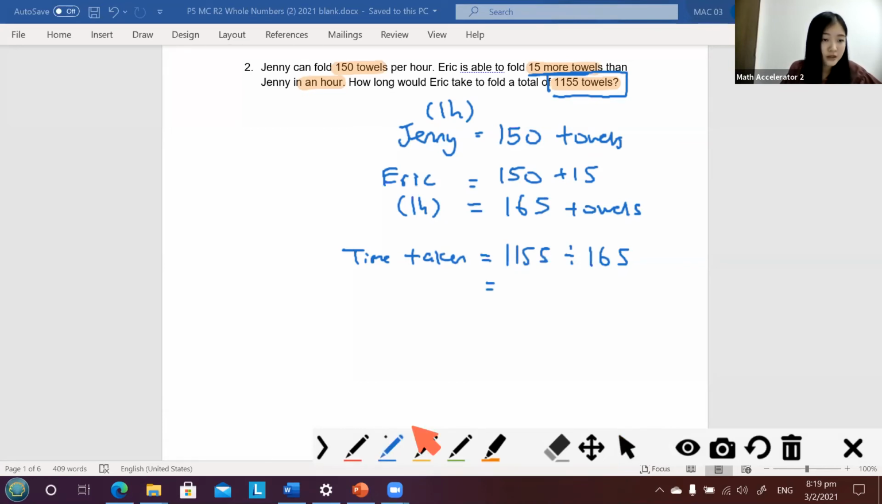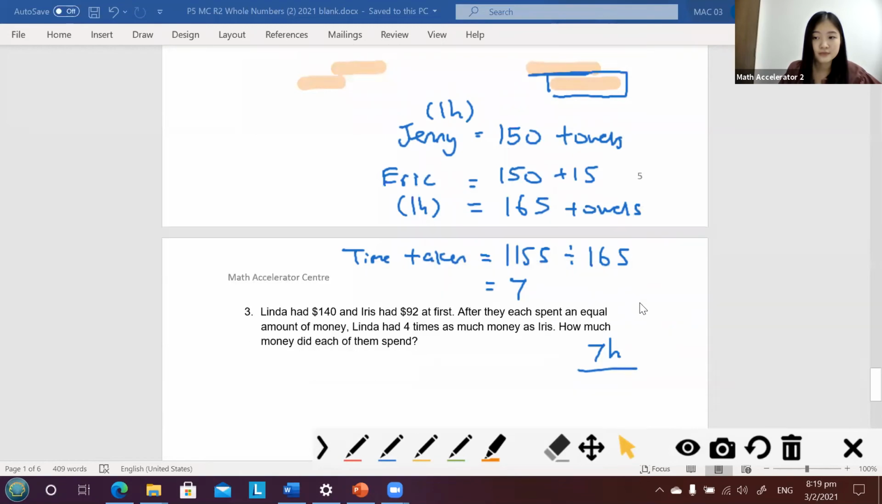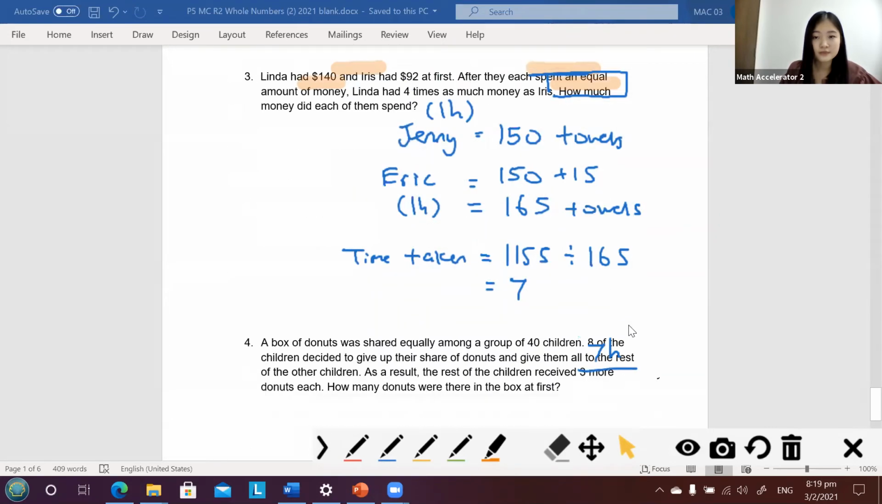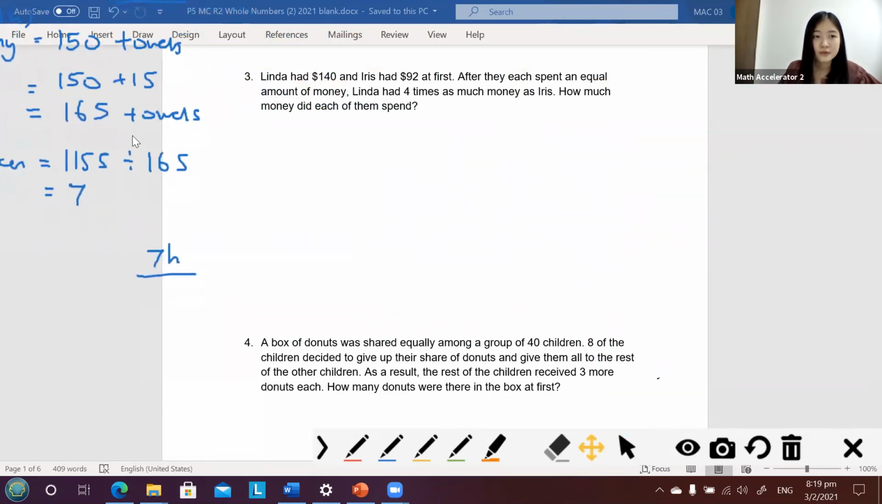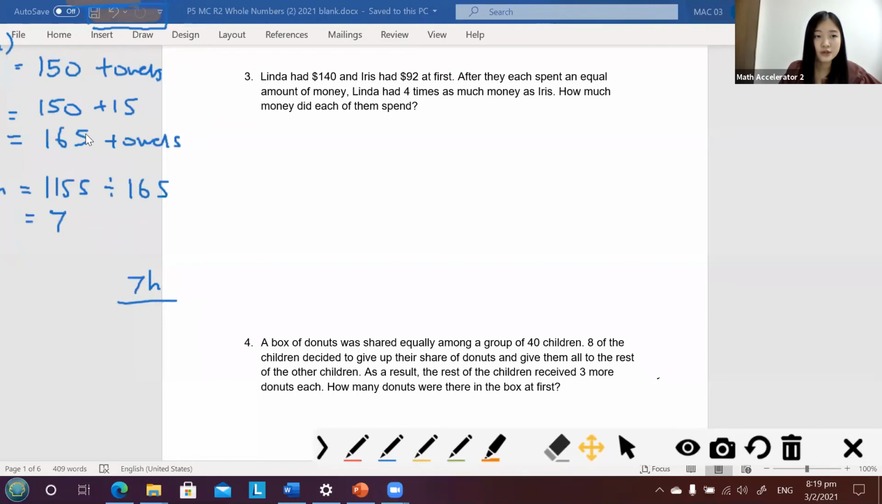Answer will be 7. Okay, thank you. Yeah, a lot of you have it, 7 hours. So that's your answer. Okay, let's carry on. Finish up question 2. We're going to question 3 now. Okay, so I'll leave the question 2 here if you're still copying.